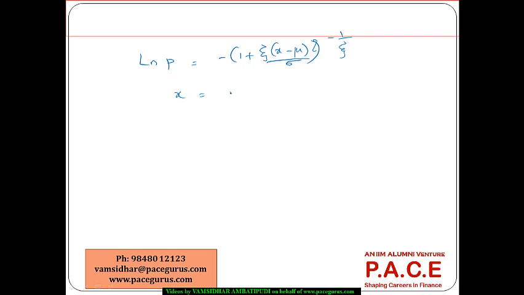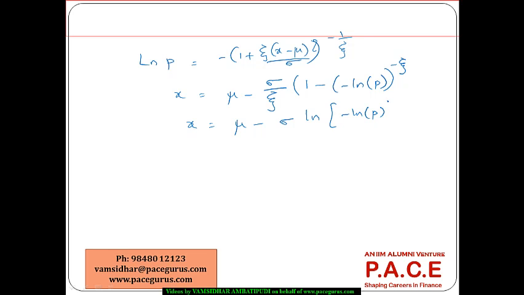So x will come out as mu minus sigma by zeta times (1 minus (minus log p) to the power of minus zeta). And in the other case it comes out as mu minus sigma times log of minus log p. So I am getting my x, the quantiles for any probability. If I have to generate data, I can quite comfortably generate data from a Fréchet distribution, or from a Gumbel distribution also.